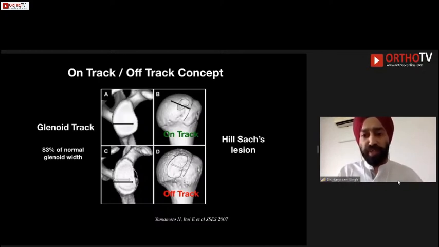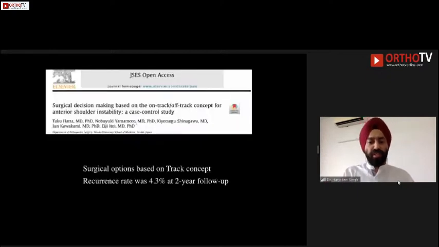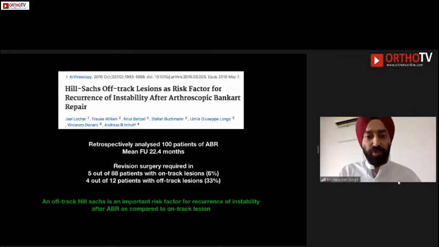If your Hill-Sachs defect is found lying within the glenoid track line, this is an on-track lesion. And if the medial border of the Hill-Sachs defect goes out of the glenoid track line, it's an off-track lesion. So Yamamoto and Itoi did a study based on this track concept, and they used the surgical options based on this concept only, and they found that the recurrence rate was reduced to 4.3% in their study. This was further validated by different authors.